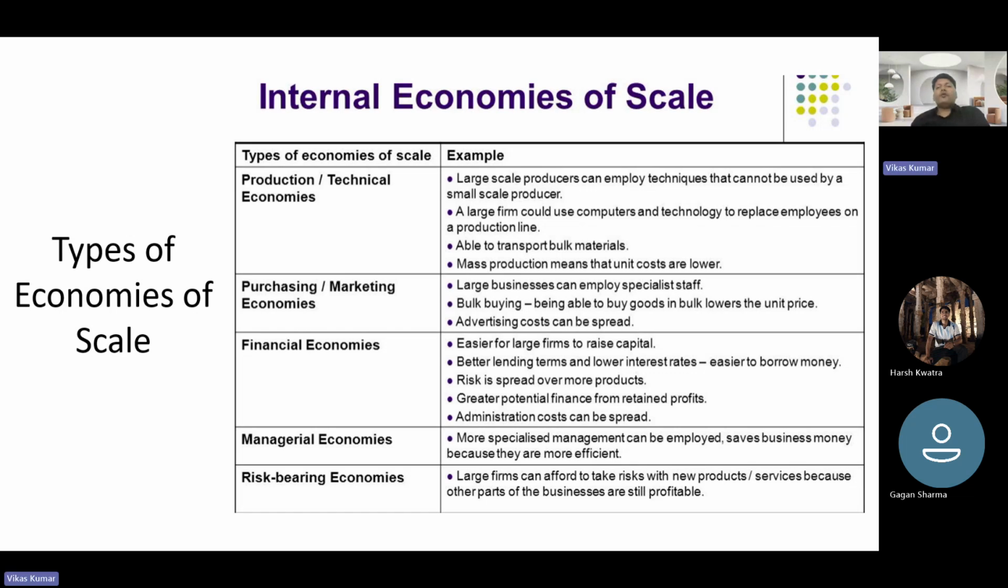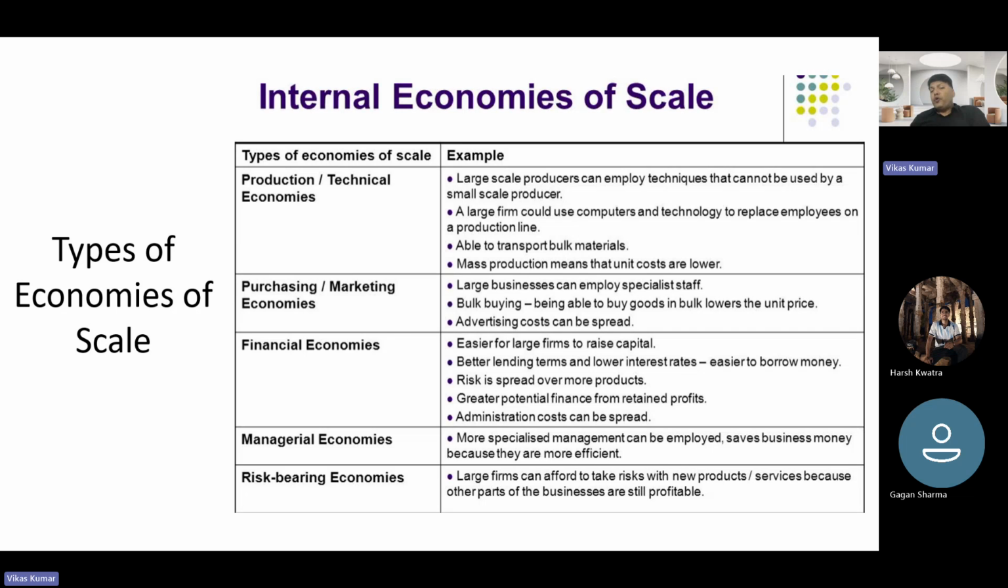Large scale firms could use computers and technology to replace employees on a production line. And this has been done again, if we discuss South Korean companies or Chinese, Japanese companies or American companies, they have done it multiple times in the last many decades. Like when we talk about Ford, or any German car makers, or Toyota in Japan, or Samsung or Kia in South Korea specifically, not with respect to India.